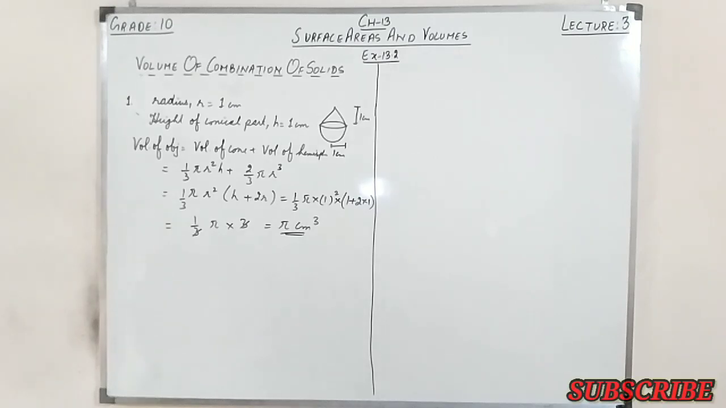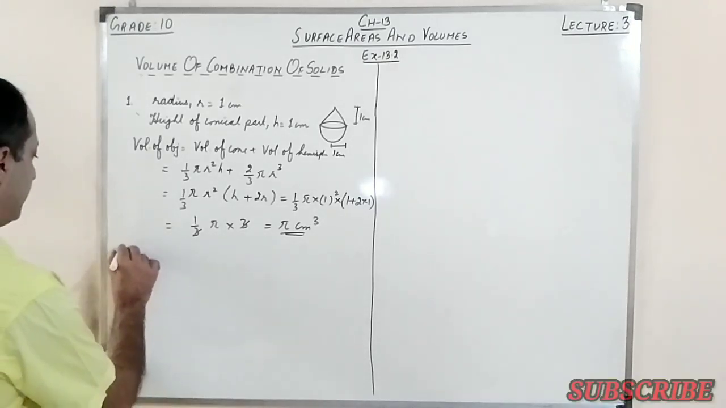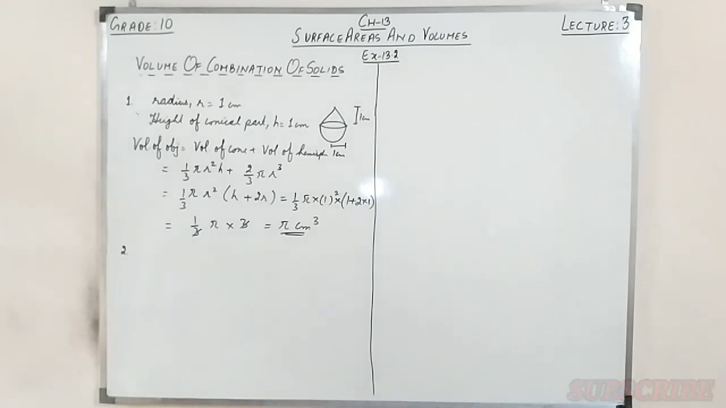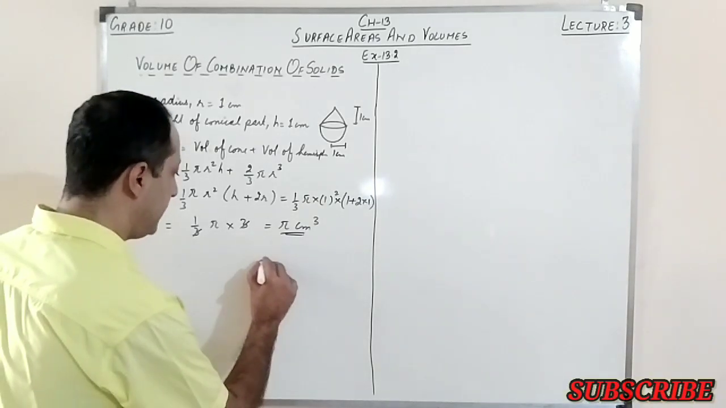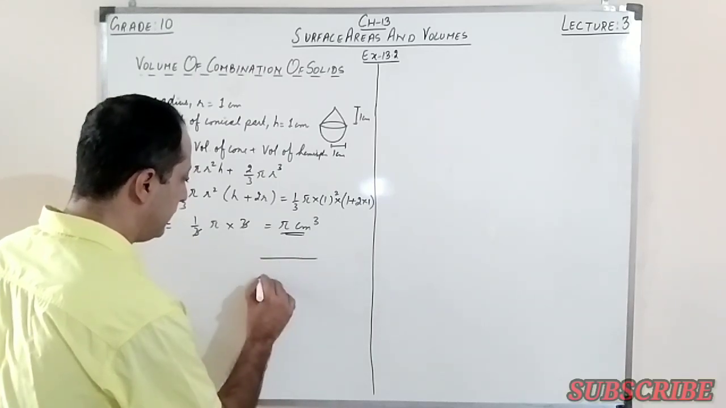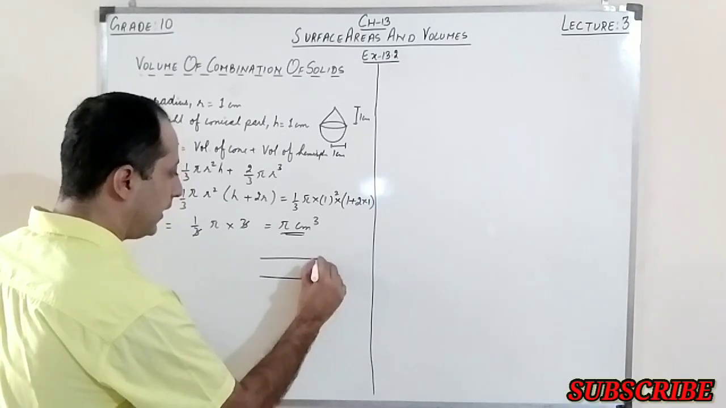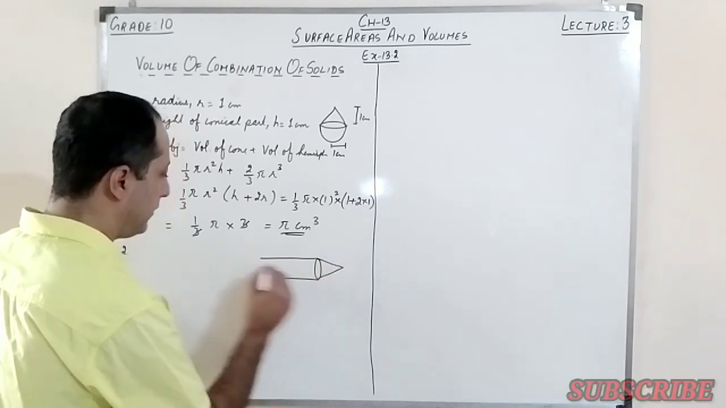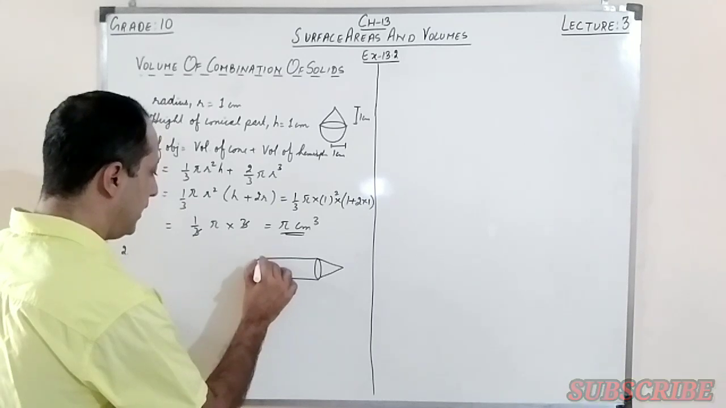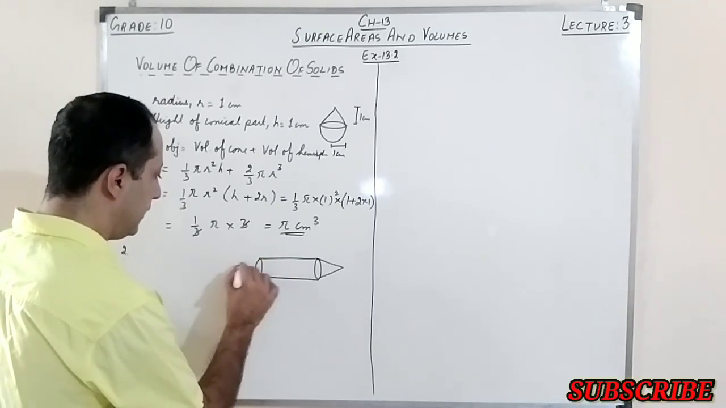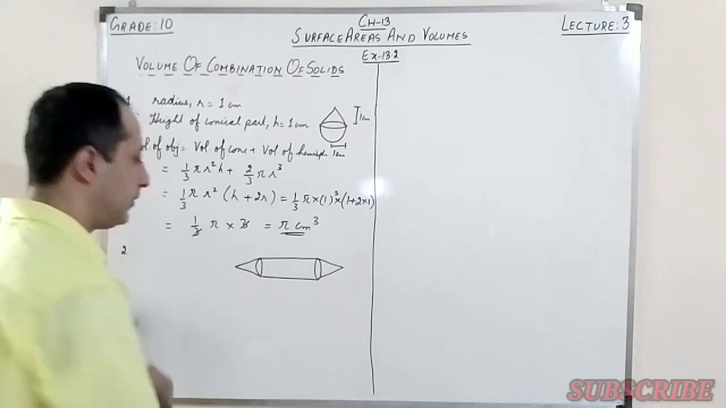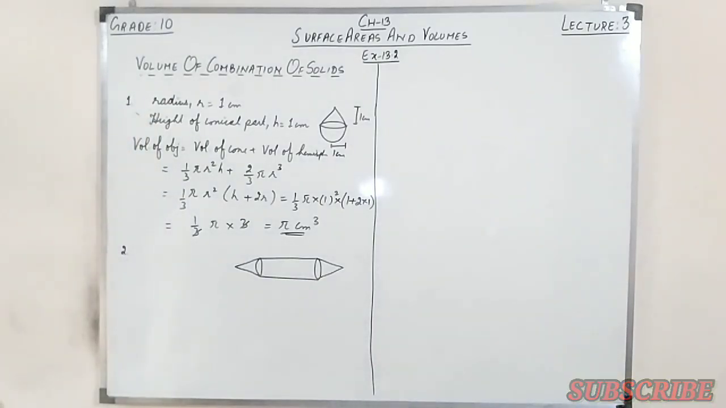Now in the second question of this exercise, it is given: Rashid, an engineering student, was asked to make a model shaped like a cylinder with 2 cones attached to its 2 ends. So something like this, we have a cylinder and then we have 2 cones, one here and one on the other base of the cylinder. This is the model which she has made.